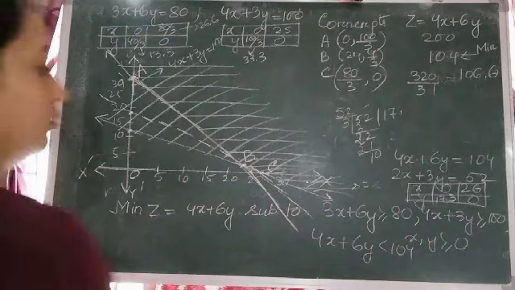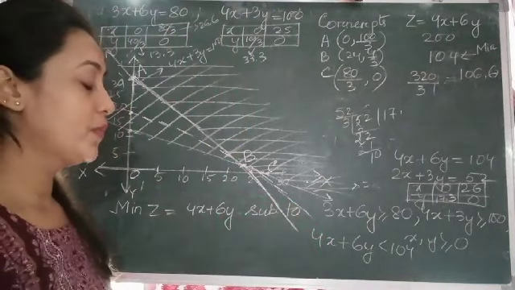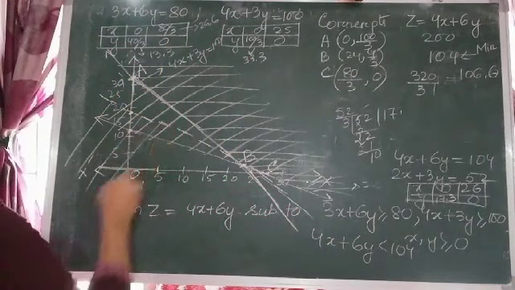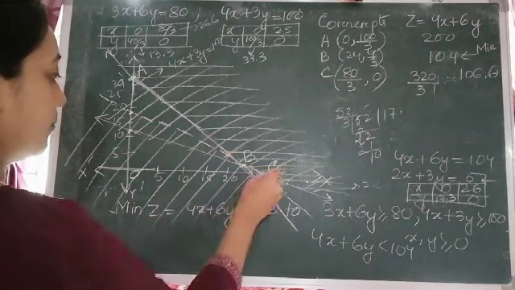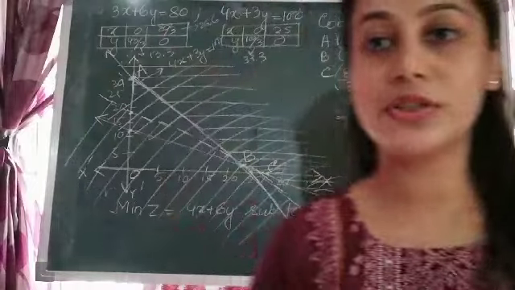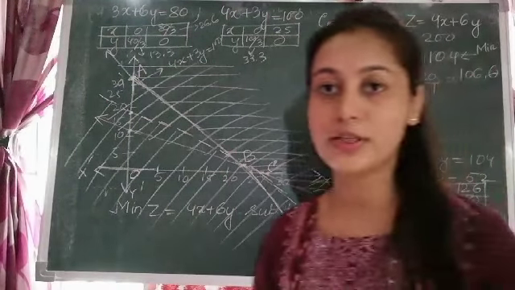Okay. Now 0 plus 0 less than 104. So it is true. Hence you will shade that part that is towards the origin. So are you getting any common point with the feasible region? No, we are not getting any common point with the feasible region. Hence 104 is the minimum value of Z.